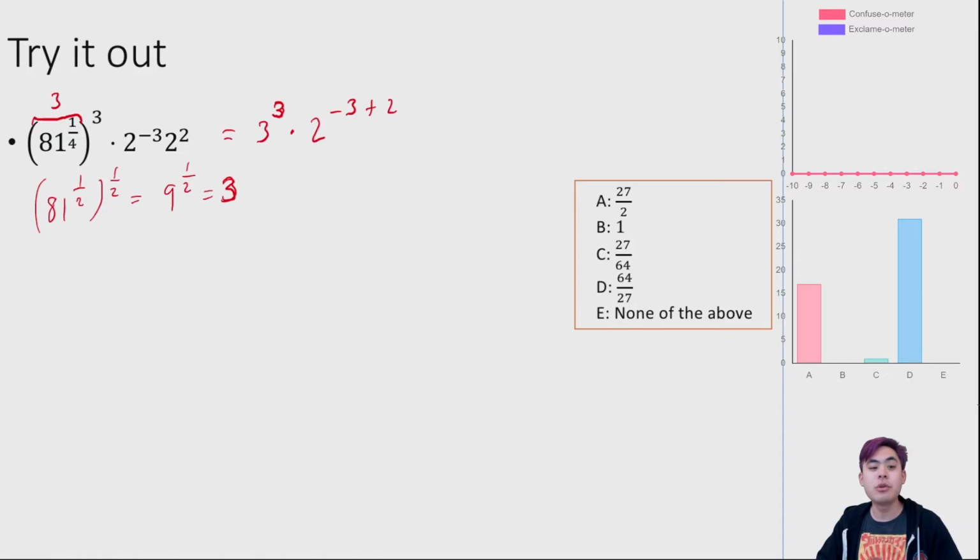Oh yeah, so you can just do the 4th root of 81 instead, but you have to know what the 4th root of 81 is. So what happens when you do this? Well, this is now equal to 27 times, well, 2 to the minus 1, and 2 to the minus 1 is just equal to 1 over 2, so it's equal to 27 over 2.